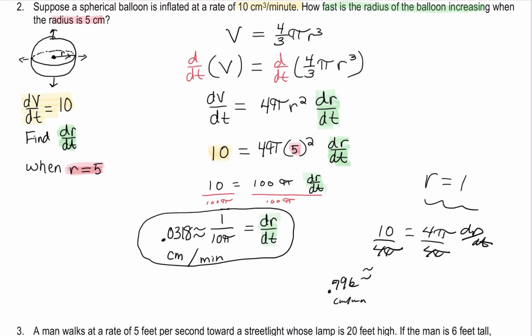And then sub in an even bigger number. What happens if we sub in 10? We would have had 10 squared, so this would have been 100 times the 4. This would have been 400 pi. So we would have been dividing by a much bigger denominator then. We would have been dividing by 400 pi. And in that situation, it would have been 0.0079. So as the radius is getting bigger, so further along in the inflation process, its radius is increasing much more slowly, even though we're pumping in the volume at the same constant rate.